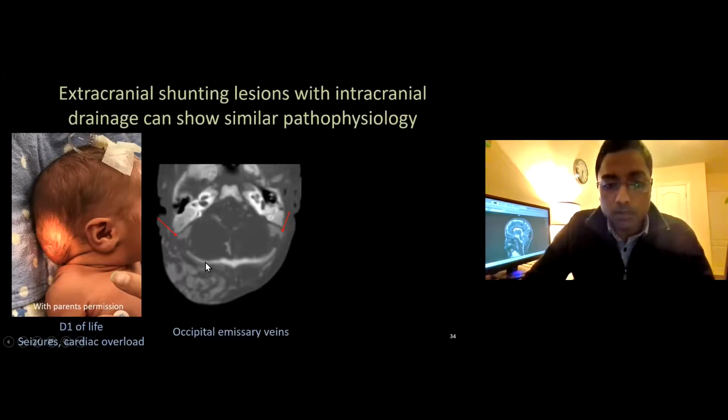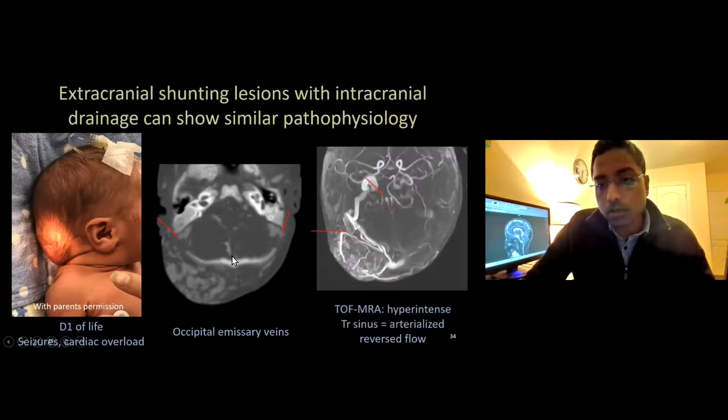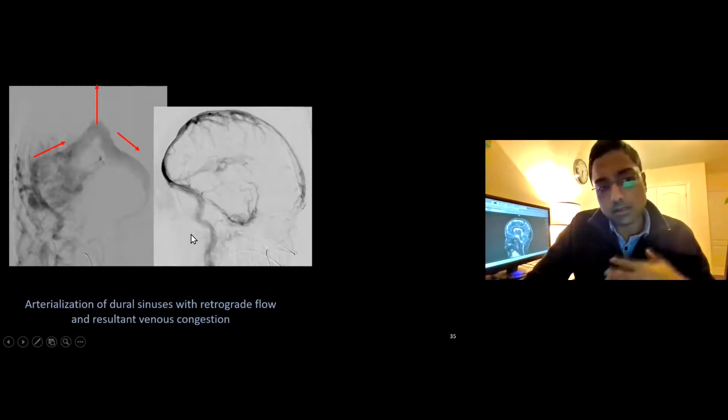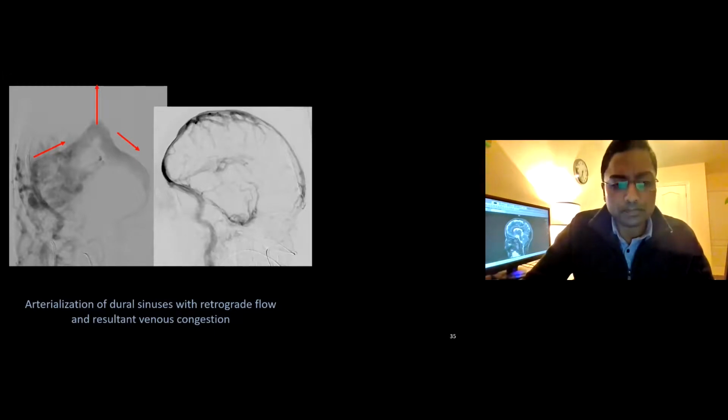So we decided to treat, and you can see here these occipital emissary veins, because of which all the blood is going intracranially. And on the time of flight MRI, you can see these arterialized dural sinuses as well as steal from the vertebral artery. So all the blood from the vertebral artery is going into the occipital artery and feeding this hemangioma. And there you can see on the venographic phase how the blood is taking over the intracranial system.